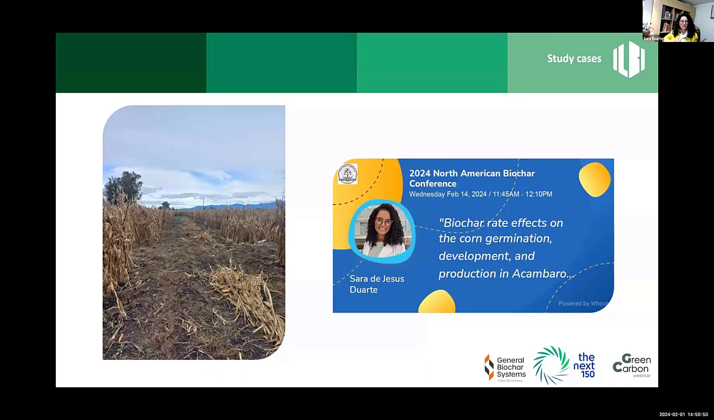But these results I will share at the North American Biochar Conference, where we are invited to attend, to present our results, and to be part of this event that will unite a lot of people in the world who are working with biochar. Basically, my presentation will be on biochar rate effects on crop germination, development, and production in Acámbaro. I will also introduce how much we could reduce fertilizer and maintain the production using biochar.